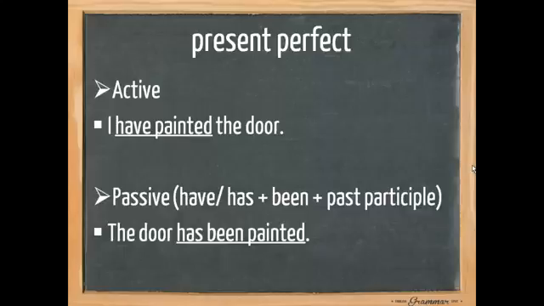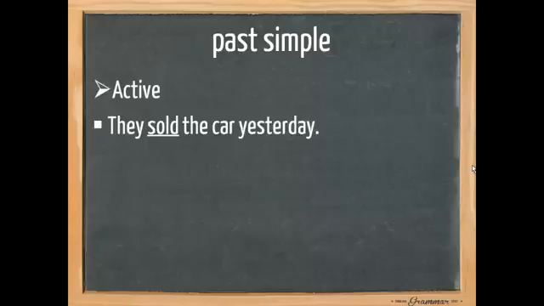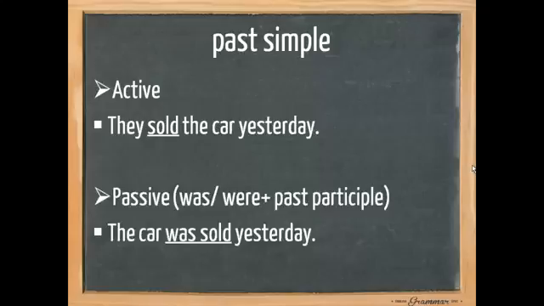So pay attention that in the active form it was "I have", but since in the passive form the door has become third person singular, we need to use "has". The past tenses. First, the past simple. Active: They sold the car yesterday. Remember, just as in the present simple, we need to use a form of to be, so was or were, and the past participle. The car was sold yesterday.